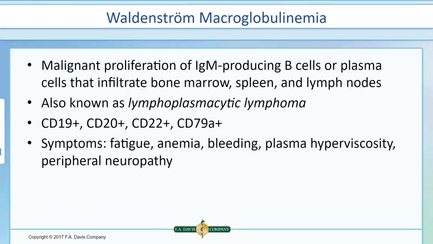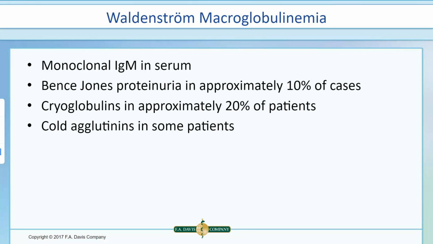Waldenstrom macroglobulinemia, malignant proliferation of IgM-producing B cells or plasma cells that infiltrate the bone marrow, spleen, and lymph nodes. Also known as lymphoplasmacytic lymphoma, CD19, 20, 22, and 79A positive. Symptoms include fatigue, anemia, bleeding, hyperviscosity, and peripheral neuropathy. Monoclonal IgM in serum, Bence-Jones proteinuria in approximately 10% of cases, cryoglobulins in approximately 20% of patients, and cold agglutinins in some patients.